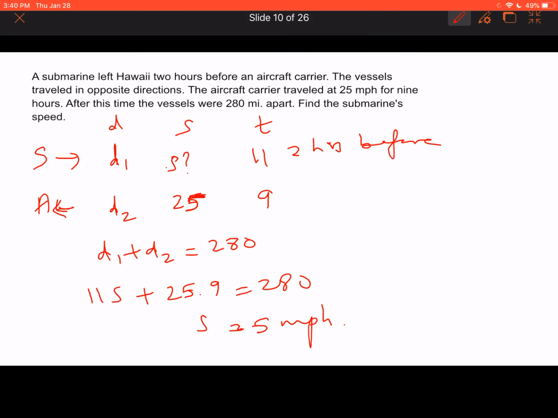Hope you have understood the formulas or the conditions, how we are deriving the values that are given in the problem and solving the requested conditions.